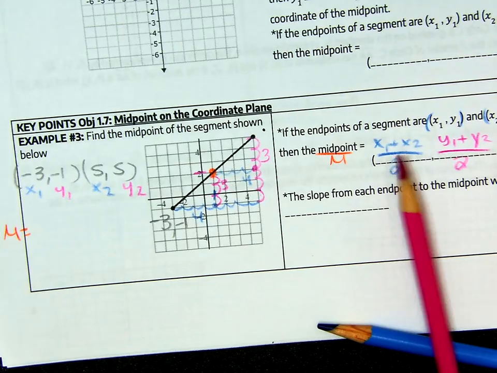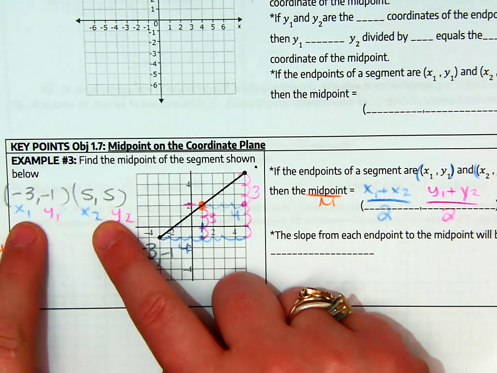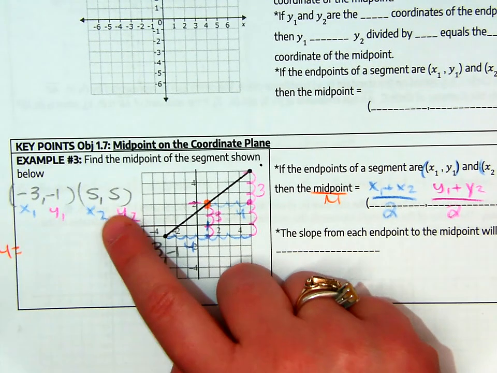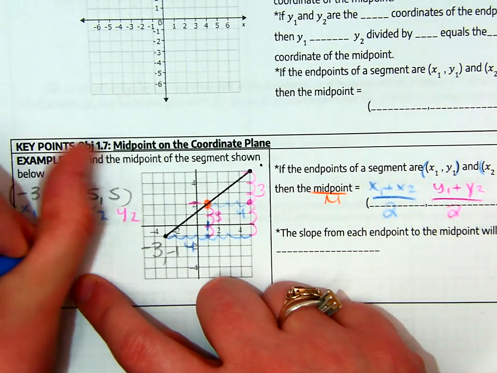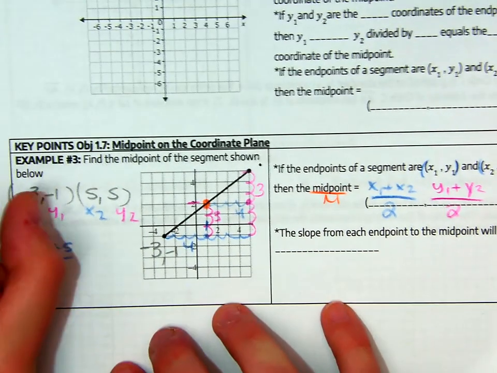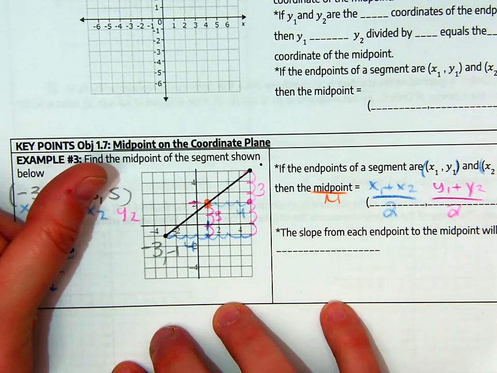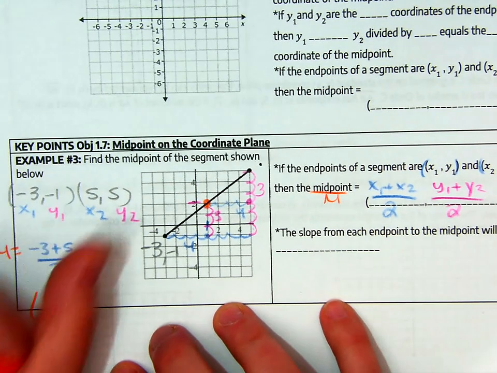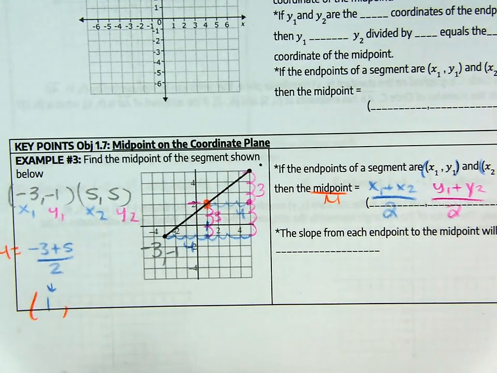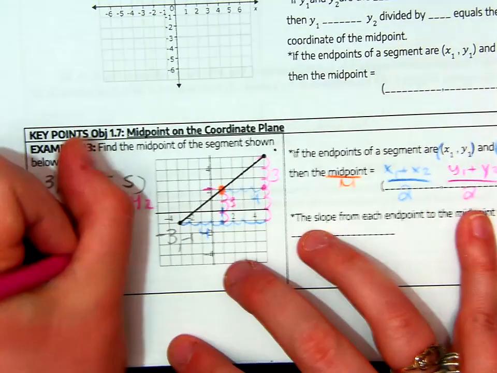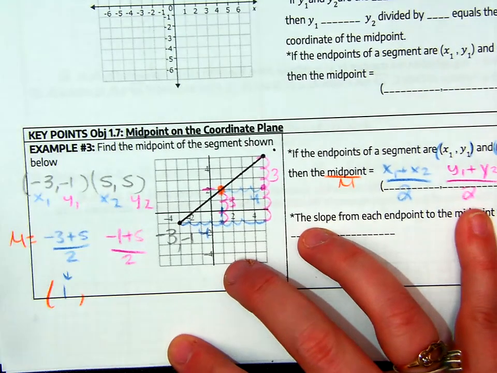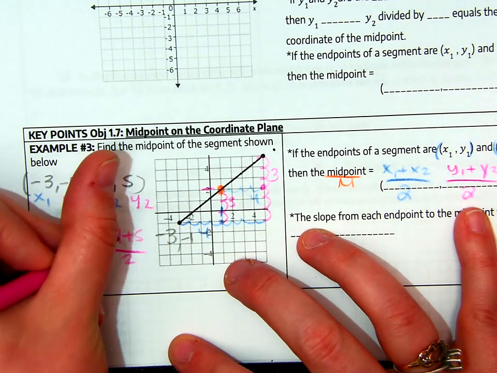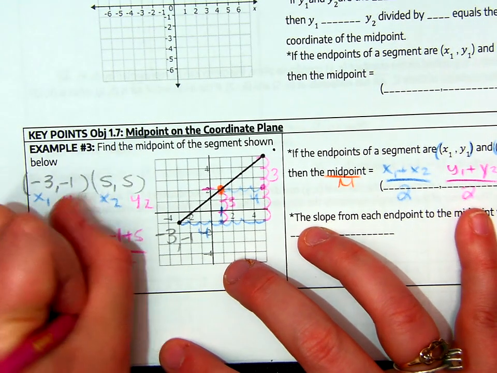Midpoint is going to be equal to me finding the average of both the x's and the y's. So I can add -3 plus 5 divided by 2. That gives me negative 3 plus 5 is 2, divided by 2 is 1. Okay? And then we do the same thing for the y's. Negative 1 plus 5 divided by 2. That's 5 and negative 1 is 4, divided by 2 is 2.